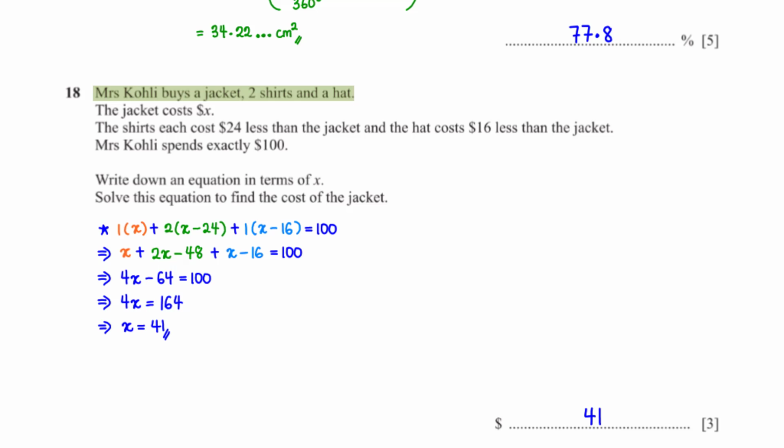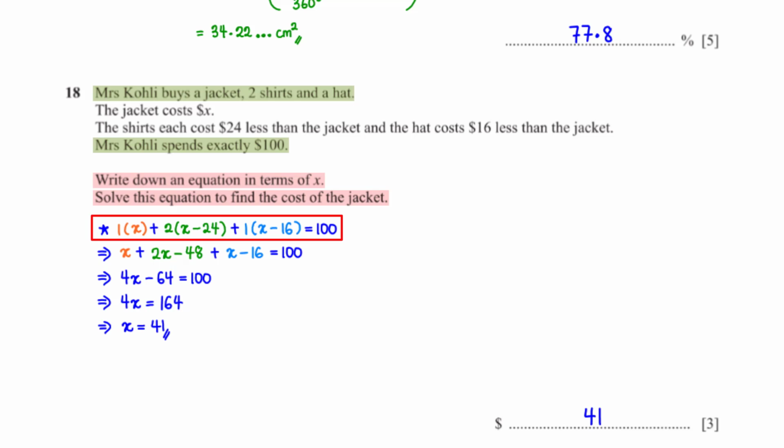Mrs. Colley buys a jacket, 2 shirts and a hat. The jacket costs X dollars. The shirts cost $24 less than the jacket, and the hat costs $16 less than the jacket. Mrs. Colley spends exactly $100. Write down an equation in terms of X. Solve this equation to find the cost of the jacket.